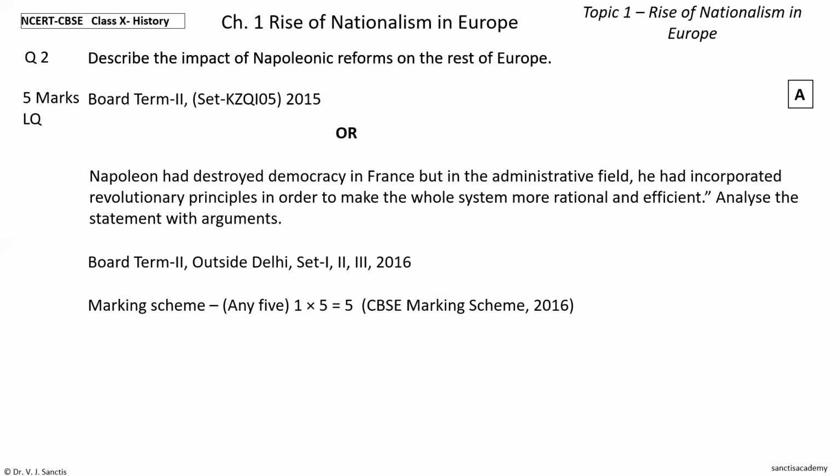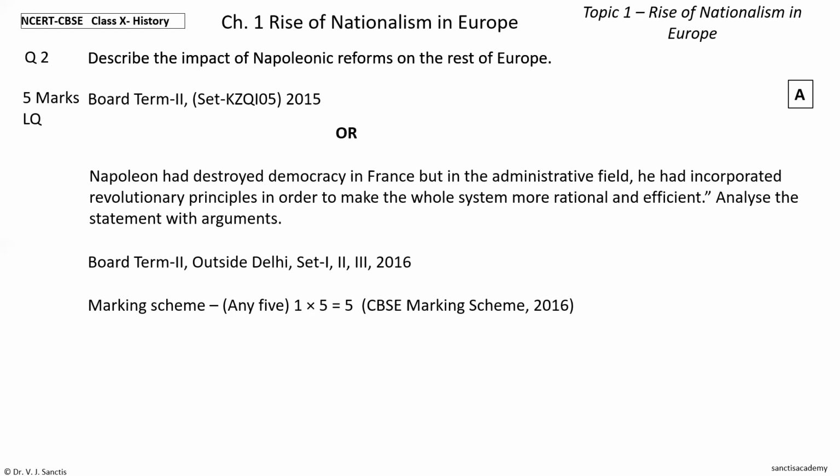So question number 2 is: describe the impact of Napoleonic reforms on the rest of Europe. What changes did the Napoleonic reform bring about in Europe? This was asked in the board exam of 2015.